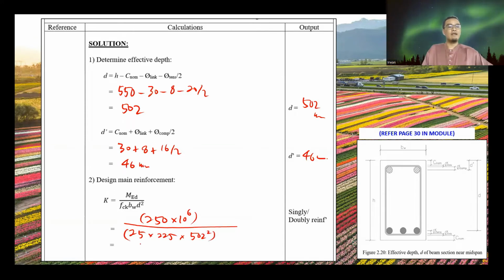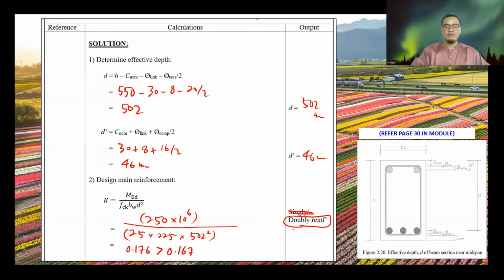Okay, what is the value of K? 0.176. So you compare with the K balance. This is greater than 0.167. So the reinforcement is doubly or singly? So this we consider as doubly reinforced, where we have to consider the compression reinforcement at the top part of the section.